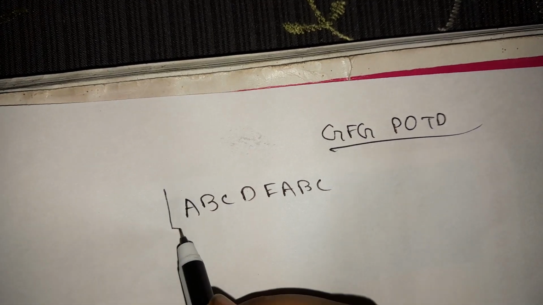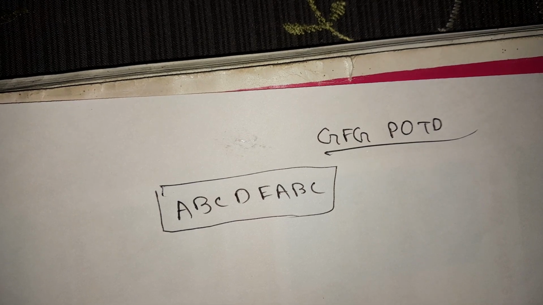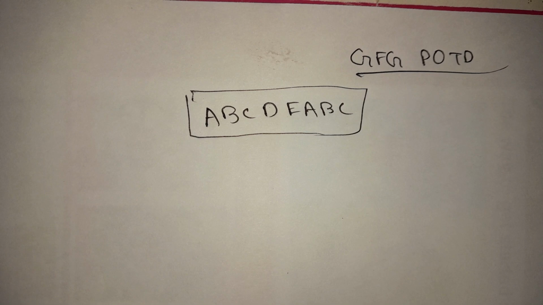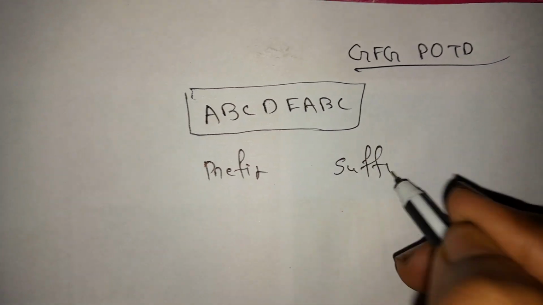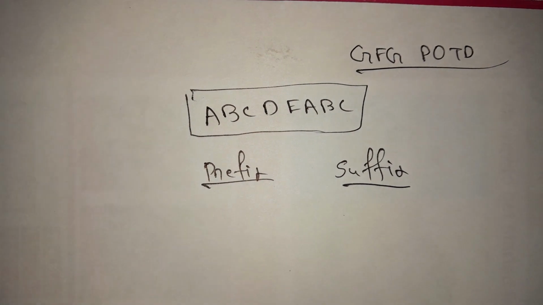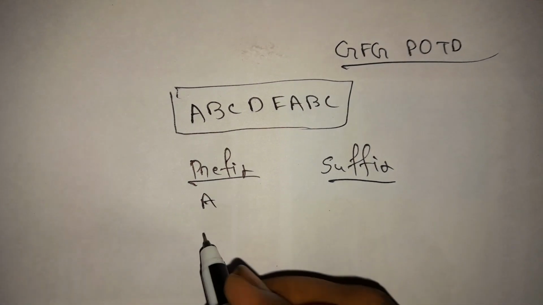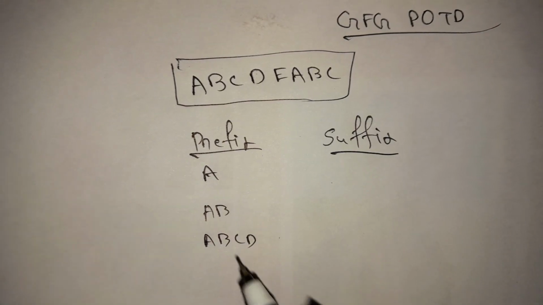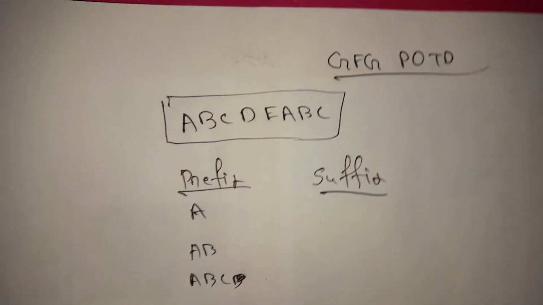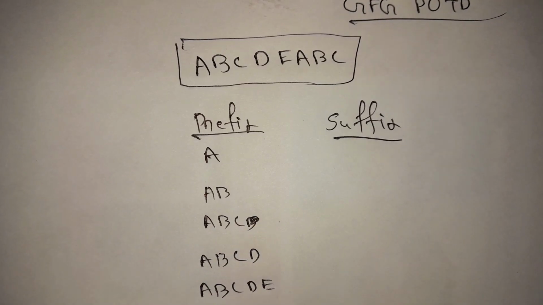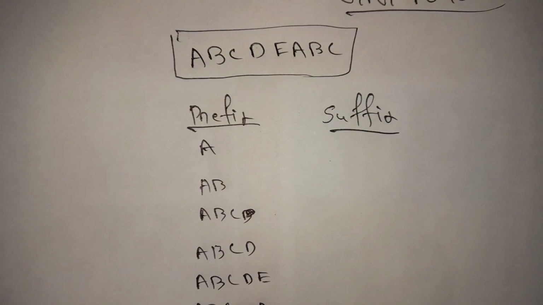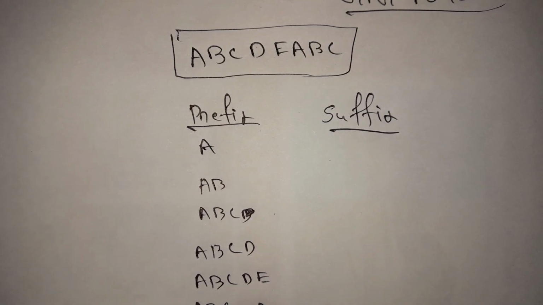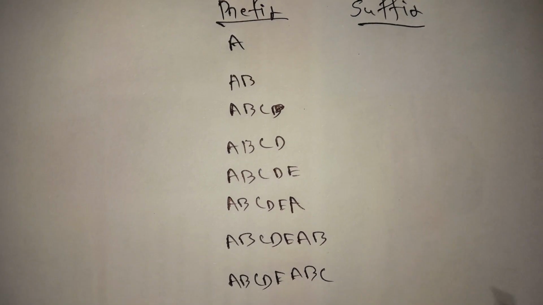So you are supposed to be given a string and you have to determine the longest suffix as well as the prefix. Which will be the longest suffix as well as the prefix? Okay. So I will list down the prefix and I will list down the suffix. So what can be our prefix? Our prefix can be a, ab, abc, abcd, abcde, abcdea, abcdeab, as well as abcdeabc. These all can be our prefix.